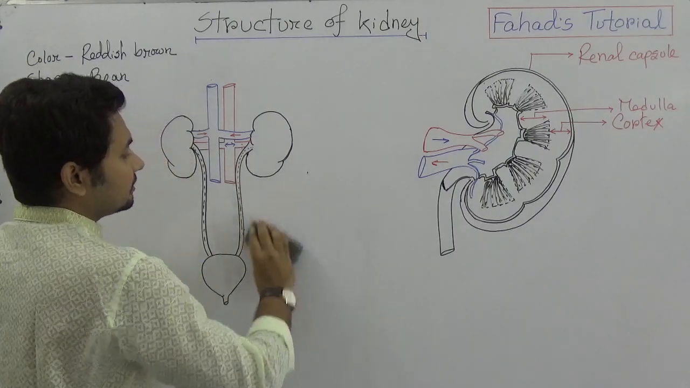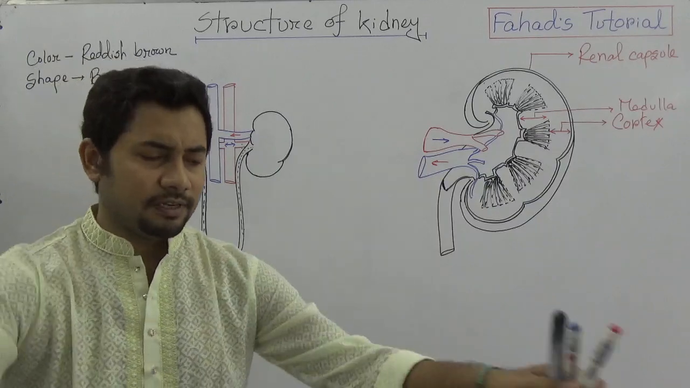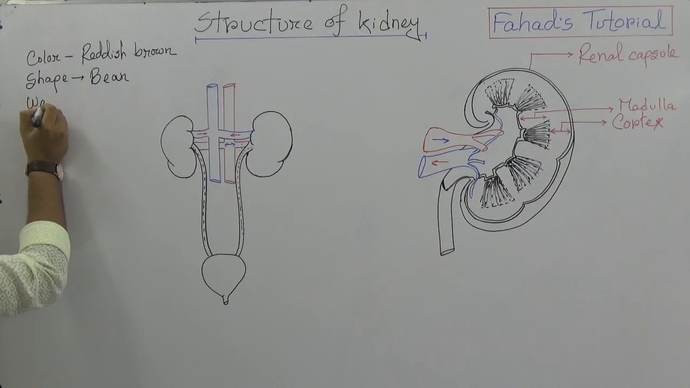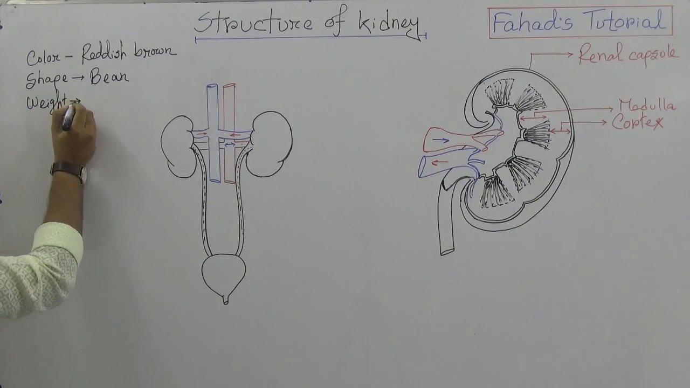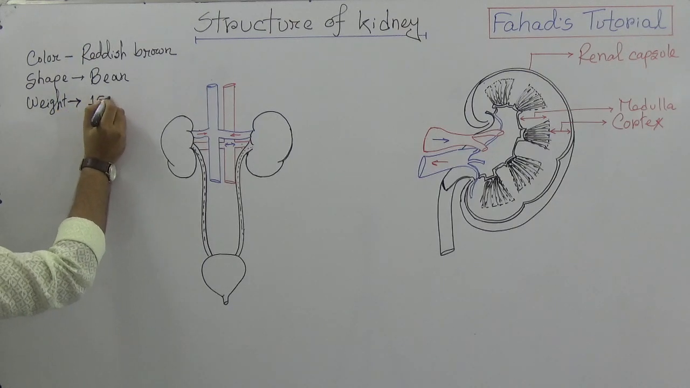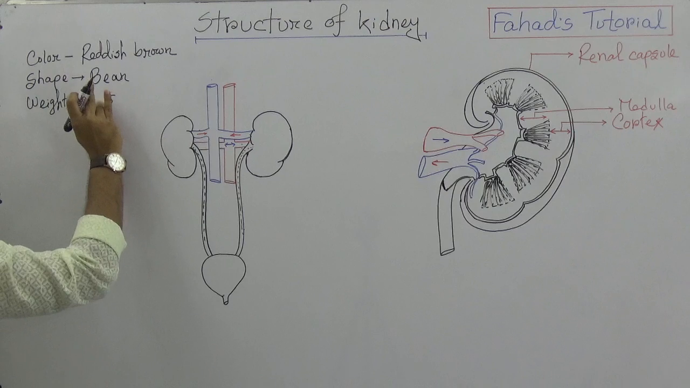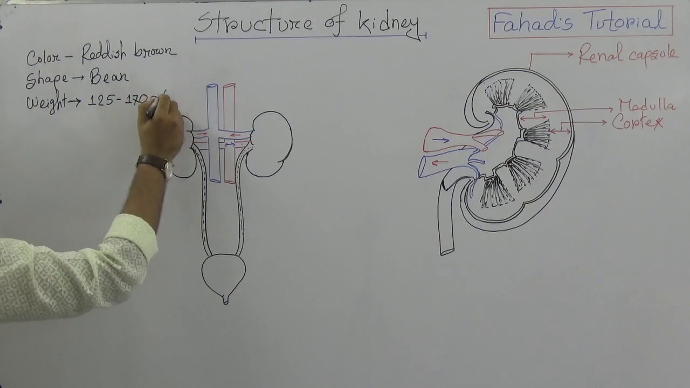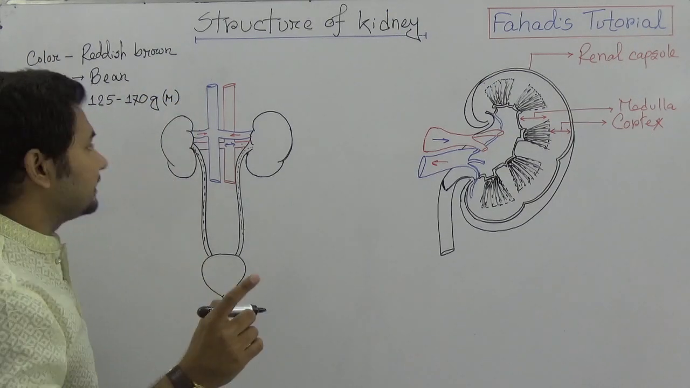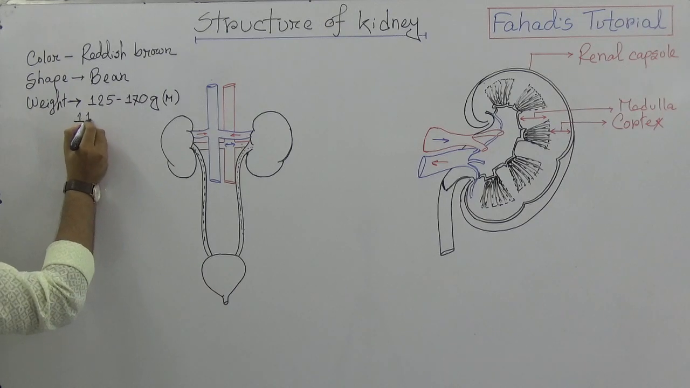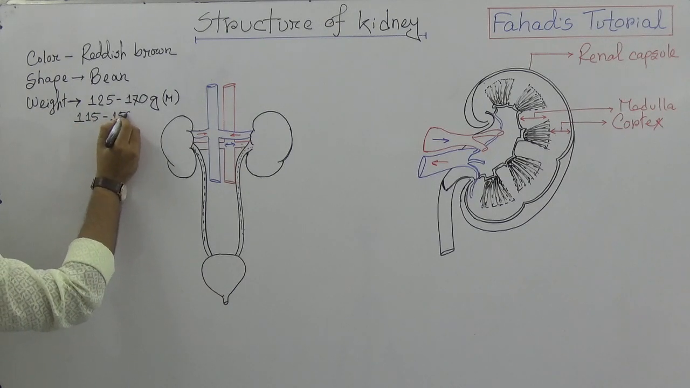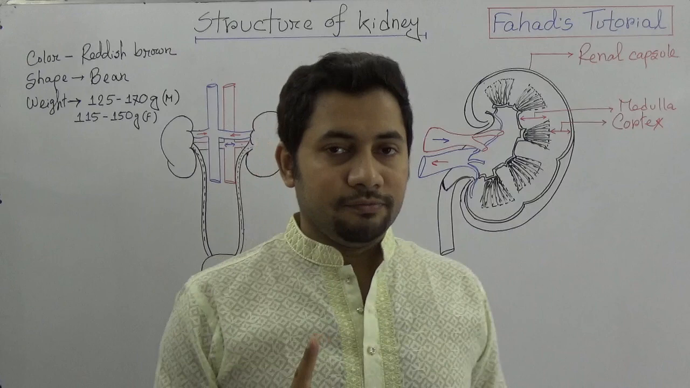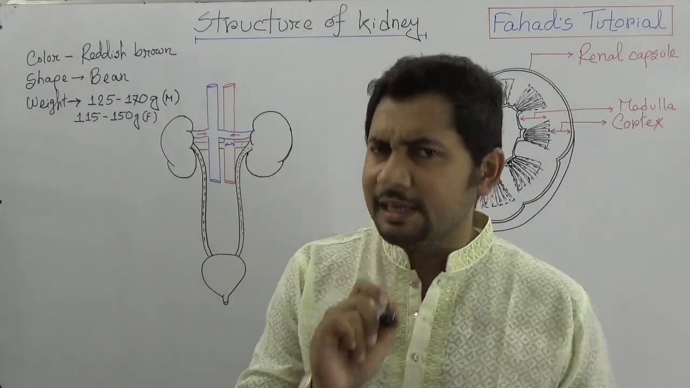In this case we need to know one more thing, the physiology of the kidney and the weight of the kidney. Actually it should be mass. It is 125 to 170 gram in male, and in case of female it is 115 to 150 gram. So the mass of the kidney in female is slightly lower.